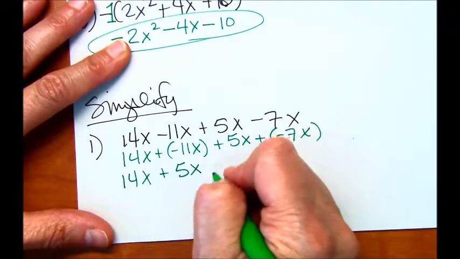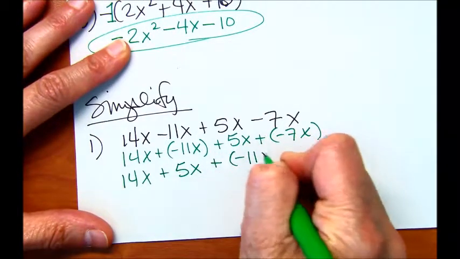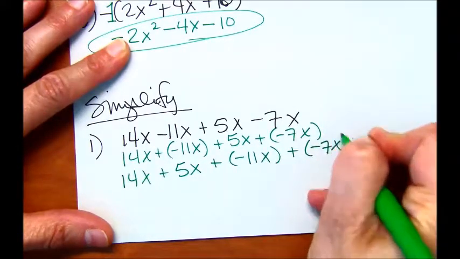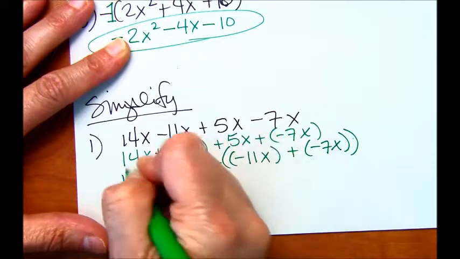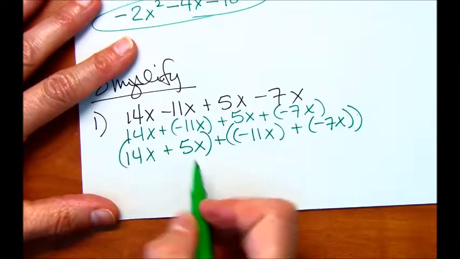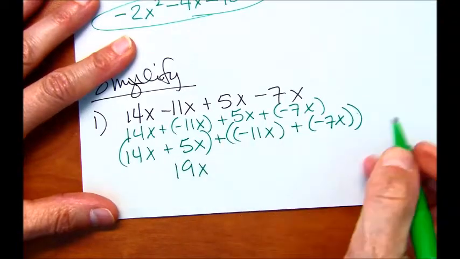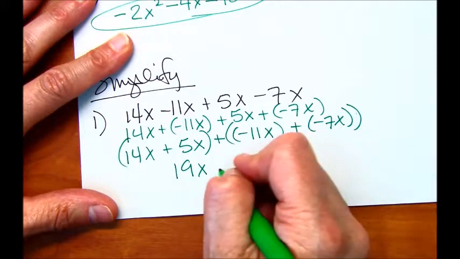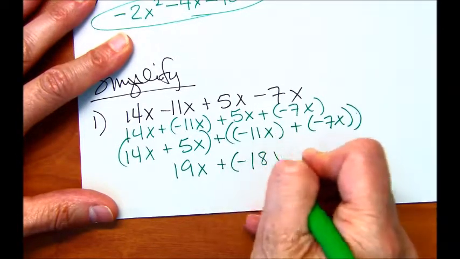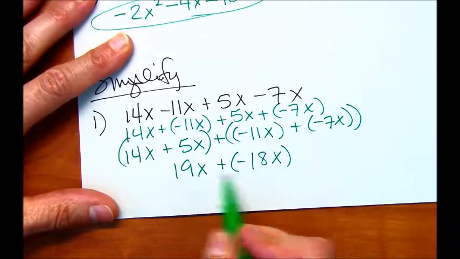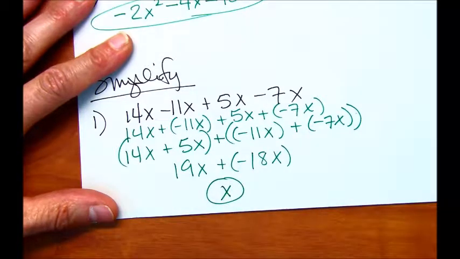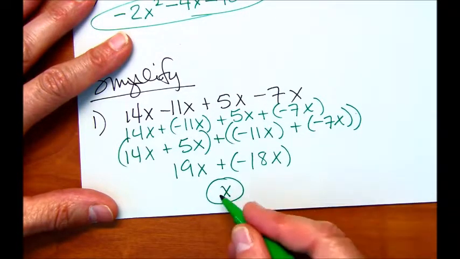You don't necessarily have to do it that way. I'm just kind of modeling how you would do it if you chose to do that. It's good to have that option. 14 plus 5 is 19x. And then negative 11 plus negative 7, that's negative 18x. Now when I add 19x plus a negative 18, that's really I'm taking away 18. My answer is just going to be 1x or just x. You don't normally write 1x, you just write x.